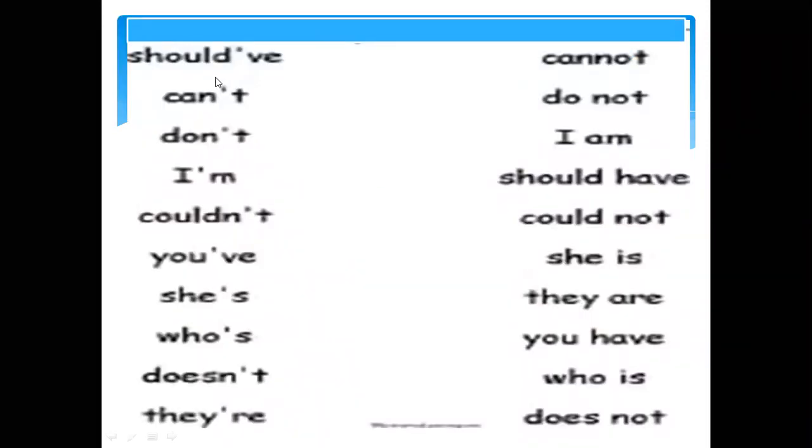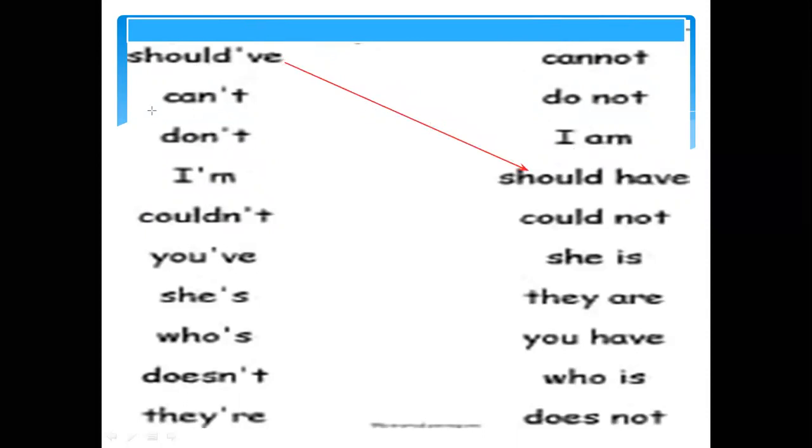Now let's try this exercise. Where is the correct word? I'm going to match should with the correct word. Can I match it with cannot, do not, I am, or should have? Should have. I combine them to be a short word, using the apostrophe sign.